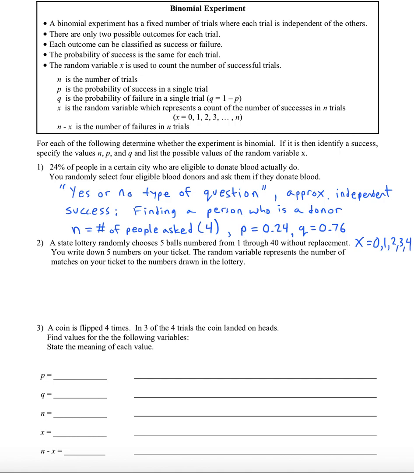Let's check out this next one here. It says a state lottery randomly chooses 5 balls numbered 1 through 40 without replacement. You write down 5 numbers on your ticket. The random variable represents the number of matches on your ticket to the numbers drawn in the lottery. All right, so a success would be matching a number on your ticket to a number that's drawn.